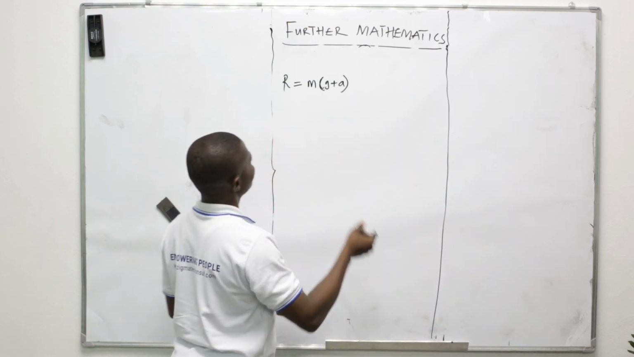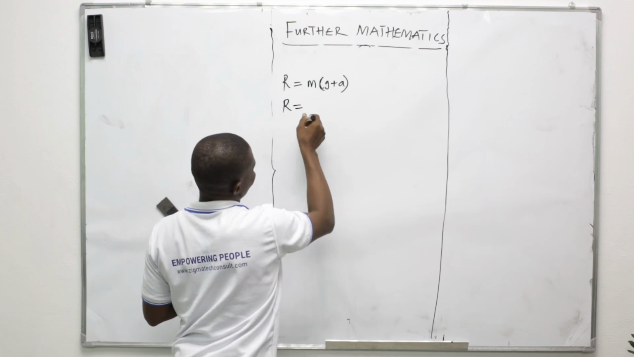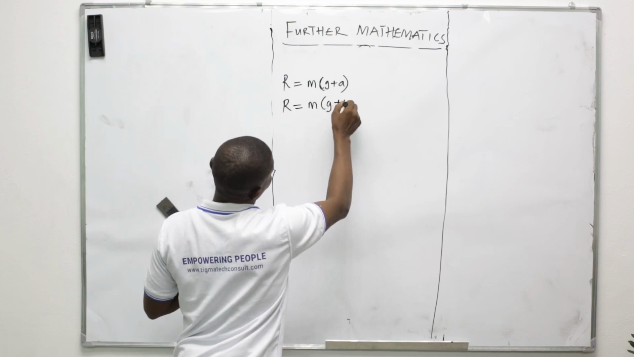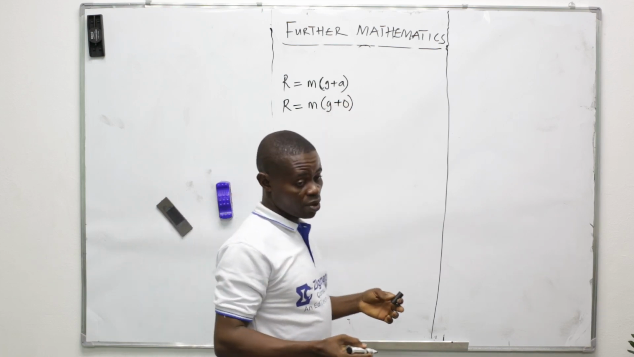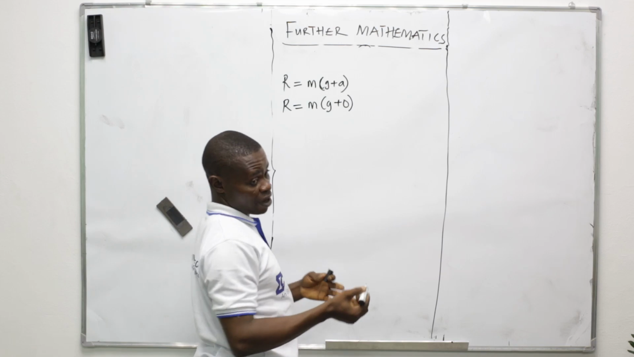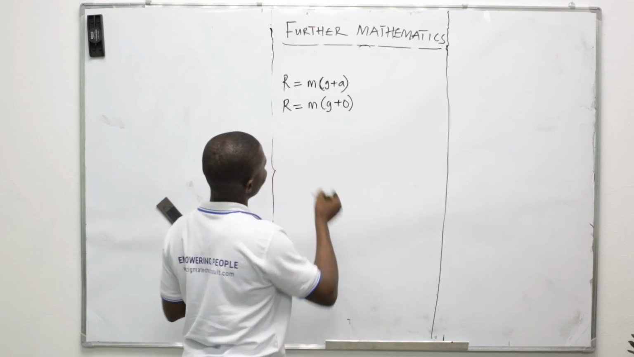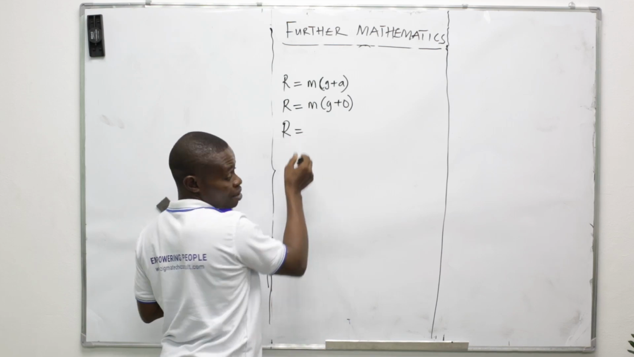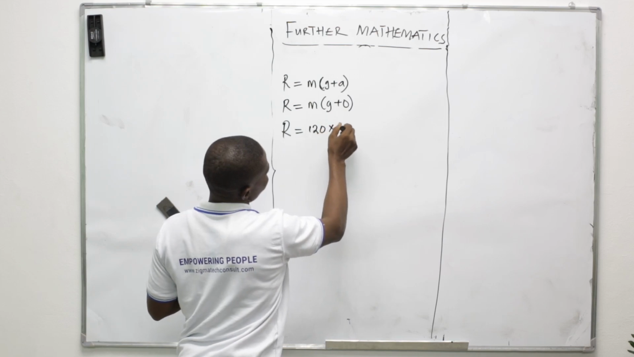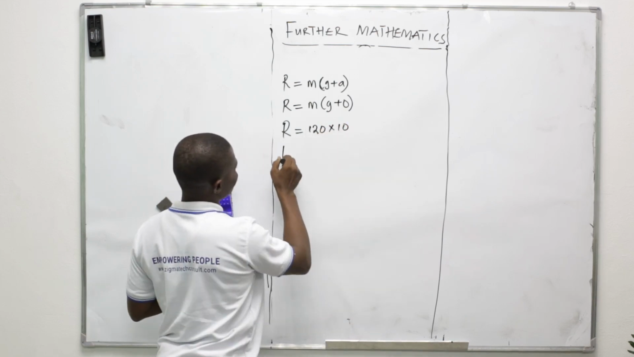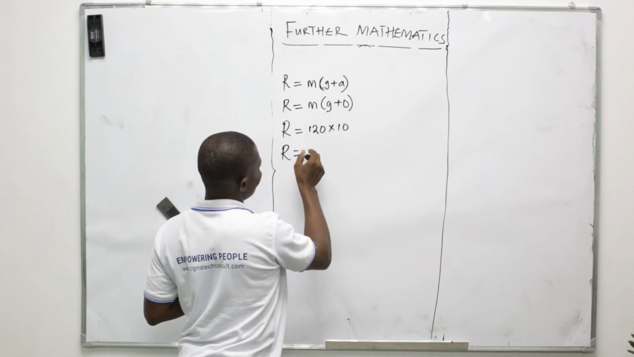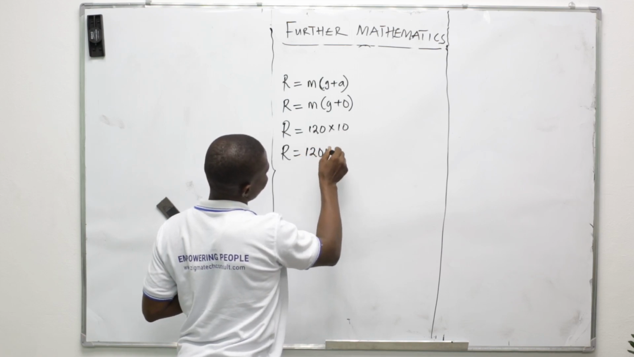So, if reaction equals this formula, and this object is moving up, it means G plus 0. That is, the acceleration will be what? 0. Velocity will have a value, but now we're not interested in velocity. Now, R, normal reaction, equals mass. What is the mass? 120 multiplied by who? 10. So R at constant velocity equals 1,200 Newton.